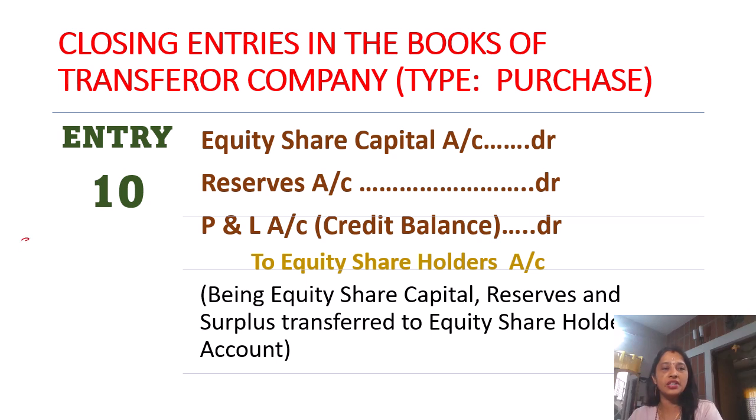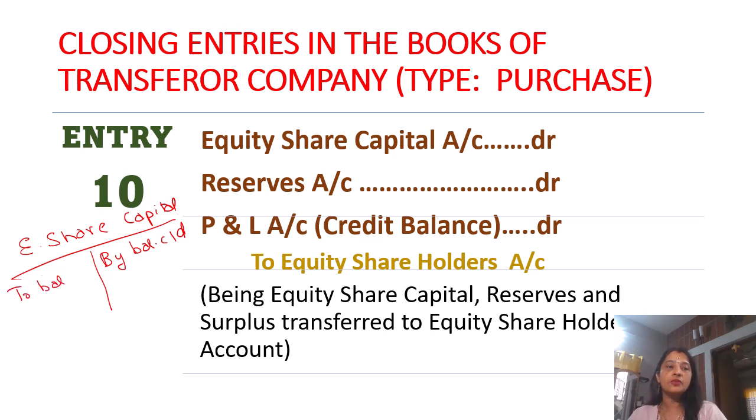I showed you why when I explained the asset account. Just let me explain equity share capital account. If you open equity share capital in ledger account, normally equity share capital is a liability. It will have a credit balance. You will write by balance carried down. If the company is carrying on, you will write to balance brought down, and then you transfer it and continue. But here what is happening? The company is closing. You will not write to balance carried down. You will write to equity shareholders account.